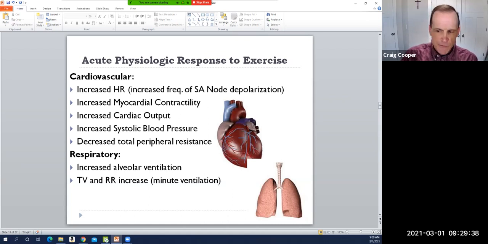Now, the ability of the lungs to work well is highly dependent on the ability of the heart to work well. I can breathe all I want, but if I can't pump a large volume of blood to those lungs, gas exchange isn't going to happen nearly as well. So we kind of need both an improved heart response and an improved respiratory response to really be able to get in better shape with that aerobic activity and be able to perform that activity well.